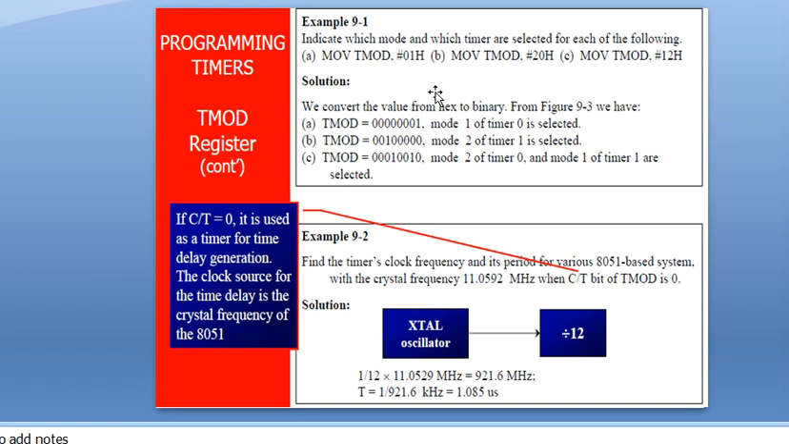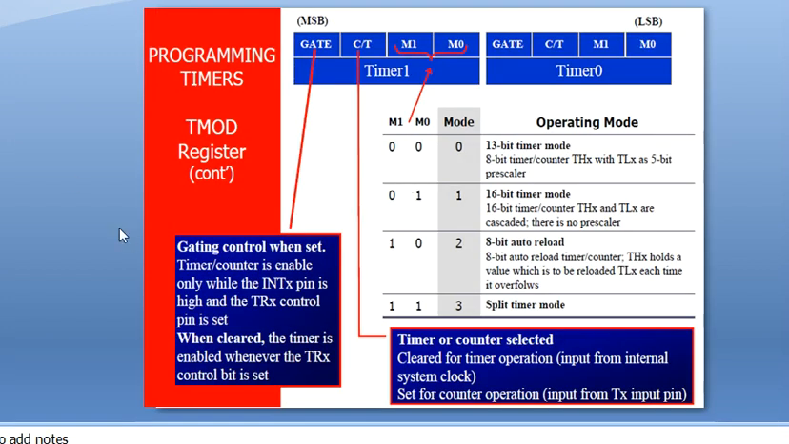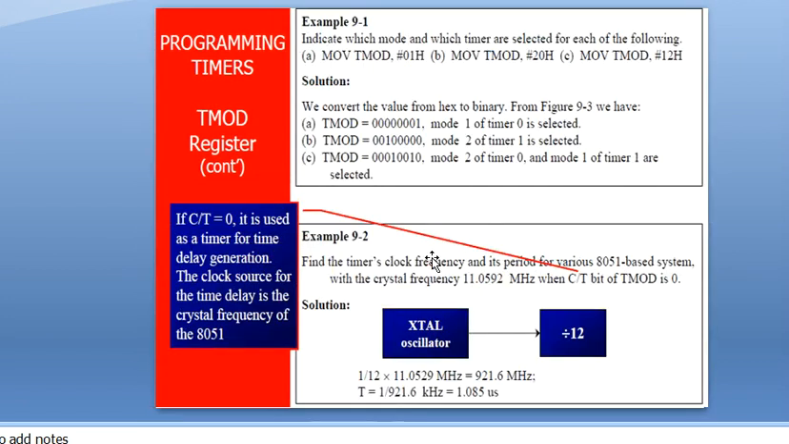Then 20H in the sense it is mode 2, and timer 1 is selected, right? Here these bits and these bits will decide the mode and the timer, right? For TMOD value 12H, here mode 2 of timer 0 and mode 1 of timer 1 are selected, right? If you refer to this table, then it will be clear how these things are obtained, right?